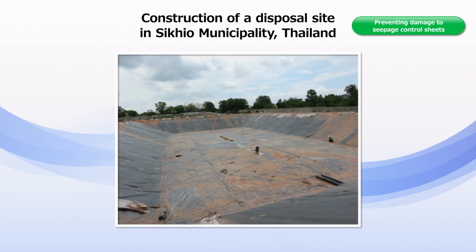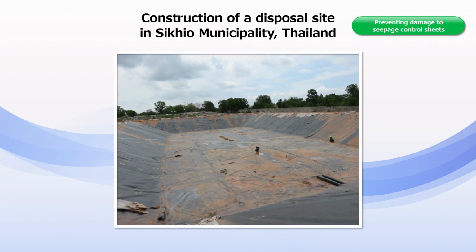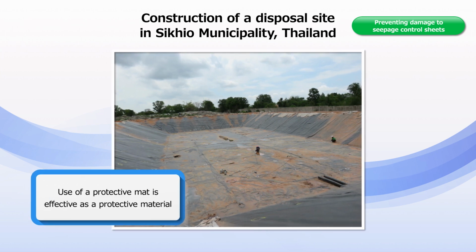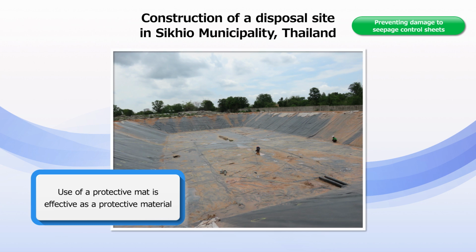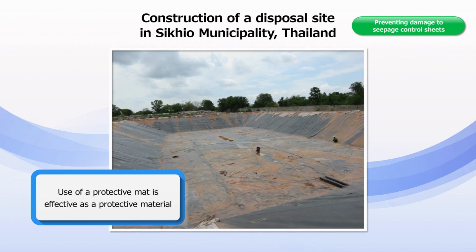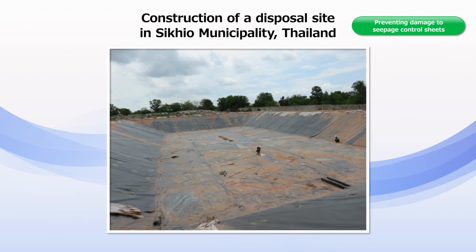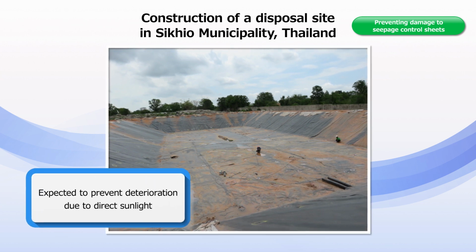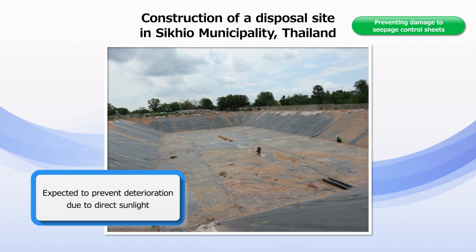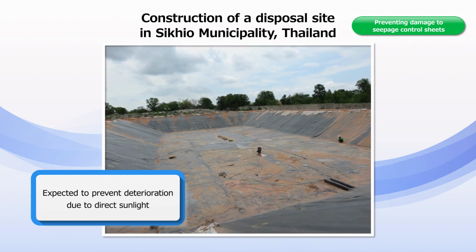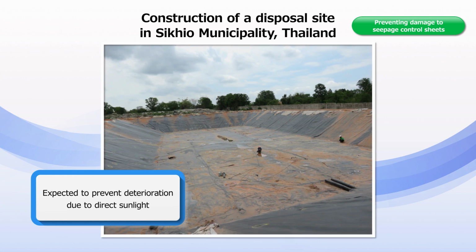The use of a protective mat is effective as a material to prevent damage to the seepage control sheet and protect it. By laying a protective mat on top of the seepage control sheet, you can expect not only to protect the seepage control sheet, but also to prevent deterioration due to direct sunlight. This protective mat is made of polyester fiber non-woven fabric, recovered felt, and other materials.